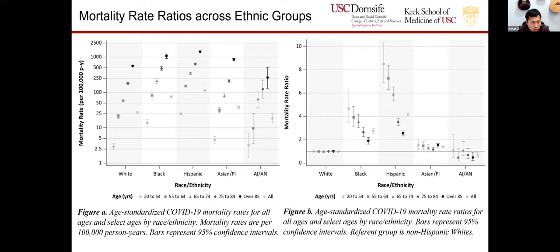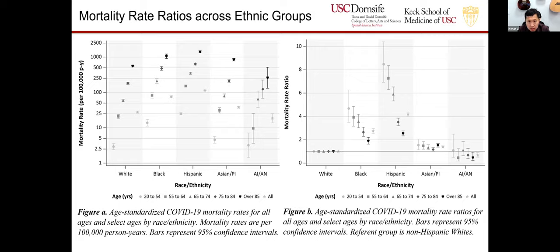The two figures I show here: on the left-hand side is the age-standardized COVID-19 mortality rates for all ages and selected ages by race and ethnicity. From the figure, we can see that within each ethnicity group, we can clearly see the upward trajectory of the mortality rate over age. So this is also a proof of what we just heard in Dr. Naomi Lazarus' talk. The age of the population is highly correlated with the mortality rates, and the higher the age, the higher the risk. However, if we want to compare the disproportionate impacts, the mortality rate ratio probably gives us a more straightforward result.